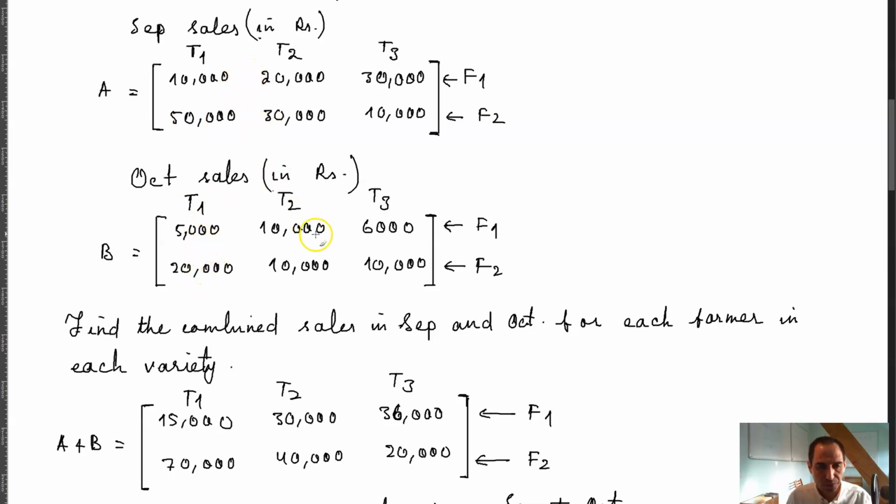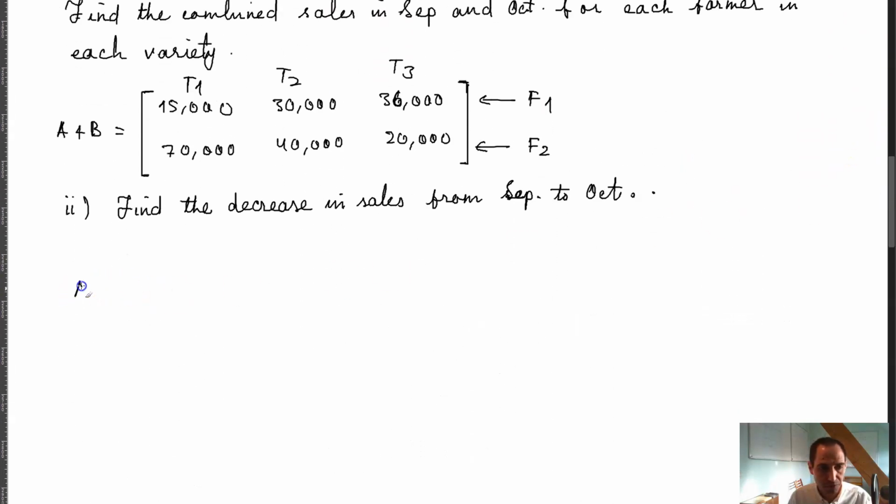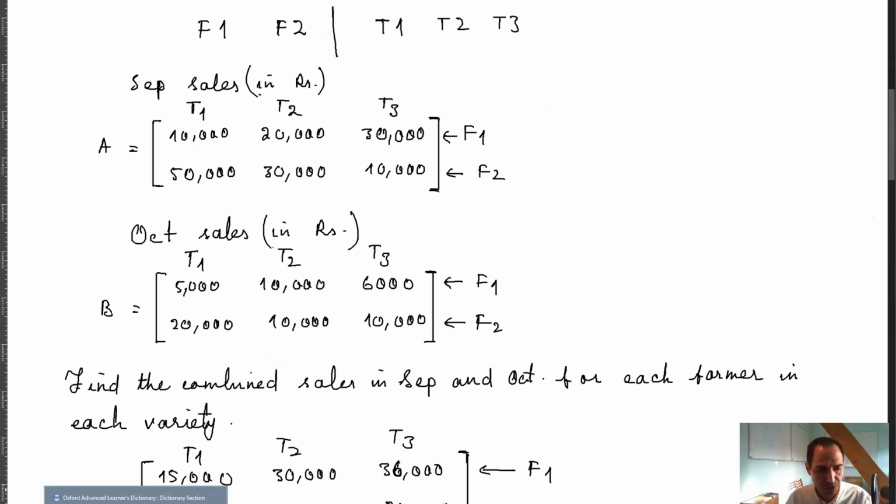So if I subtract B from A, that gives me the amount of decrease from September to October, which means that if I calculate A minus B, which is the same thing as A plus negative B, that gives me basically that decrease. And so what that means is that, now let me make a screenshot here of these two matrices.